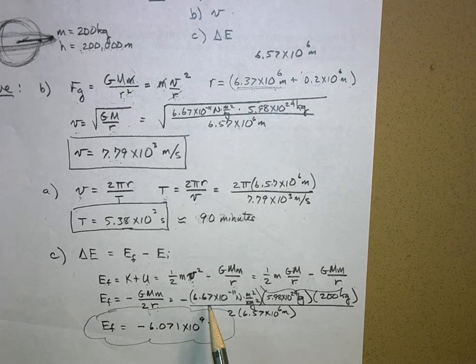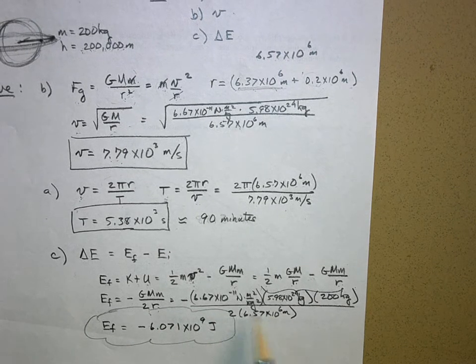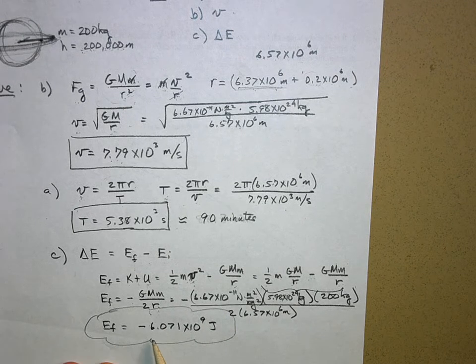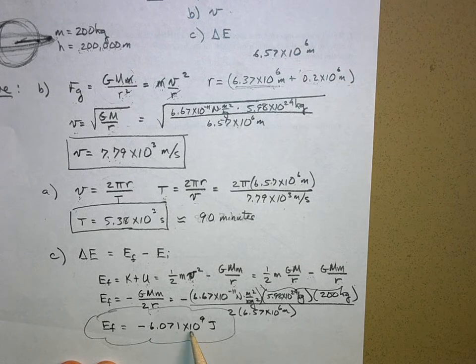So now all I need to do is plug in my orbital radius with my masses and the gravitational constant, and I get my final energy as being equal to 6.071 times 10 to the 9 joules. So it's negative.